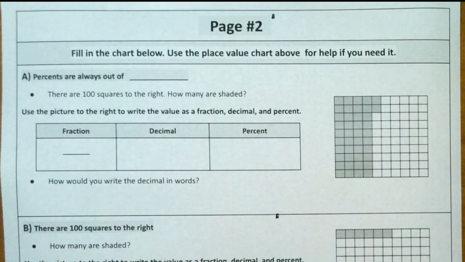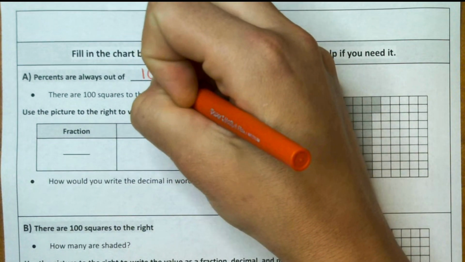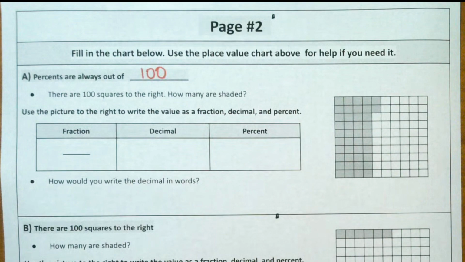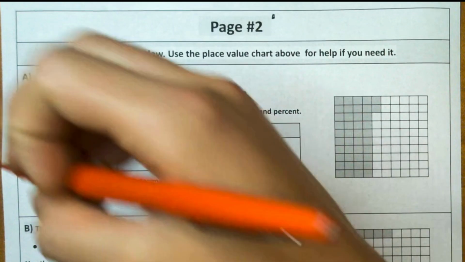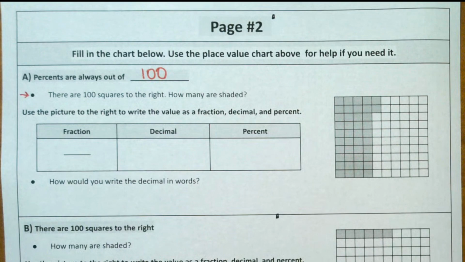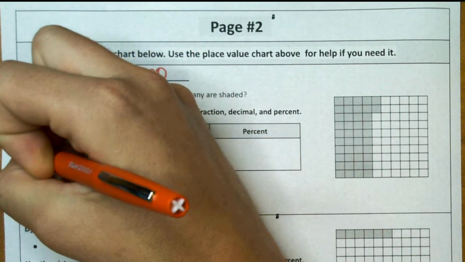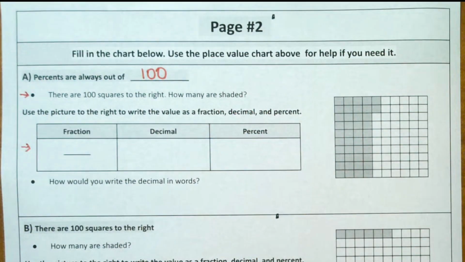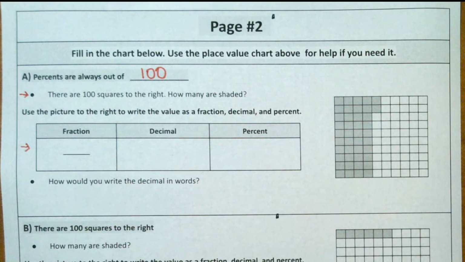Let's take a look at page number 2. Problem A says, percents are always out of 100. It says, there are 100 squares to the right. How many are shaded? Go ahead and answer this problem on your own. Then fill in this table using that information. Once you're finished, come back to the video.